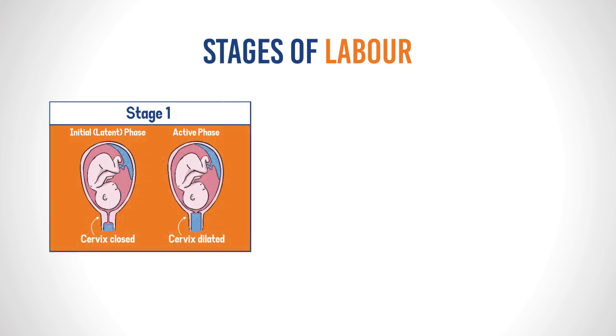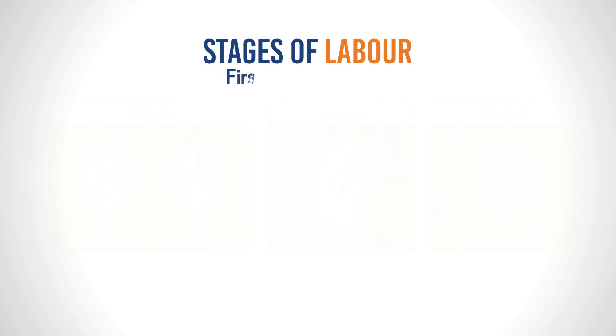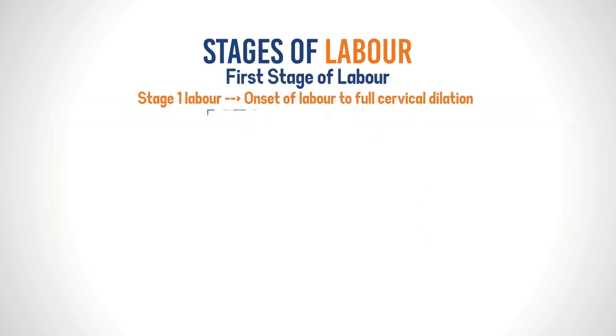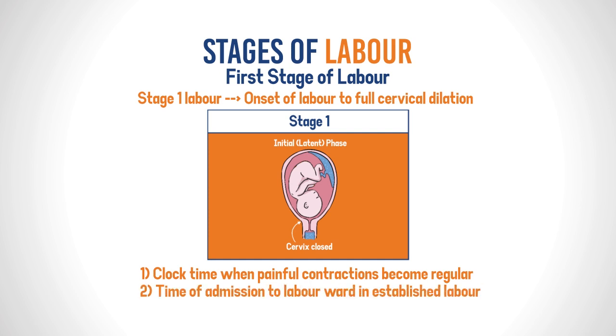Labor is a continuous process, but it has been divided into 3 stages to facilitate its study and understanding, and to aid in its management. The first stage of labor is that interval between the onset of labor and full cervical dilatation. Two commonly used methods to define the onset of labor are: 1. The clock time when painful contractions become regular, or 2. Time of admission to the labor ward in established labor. The first stage of labor ends with full dilatation of the cervix.